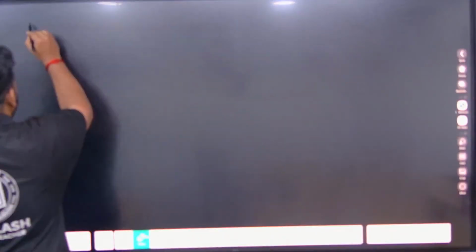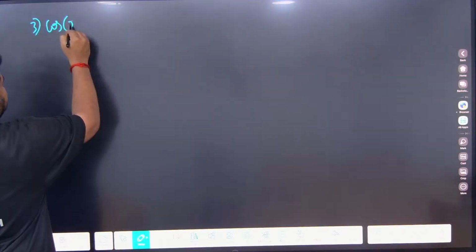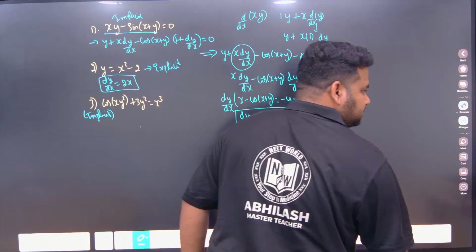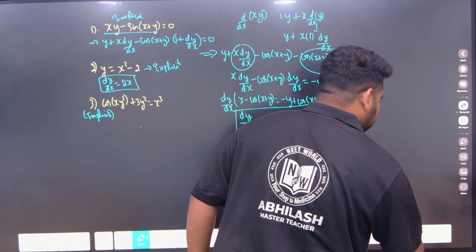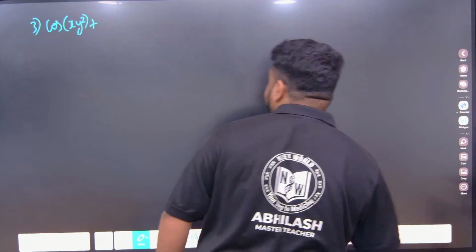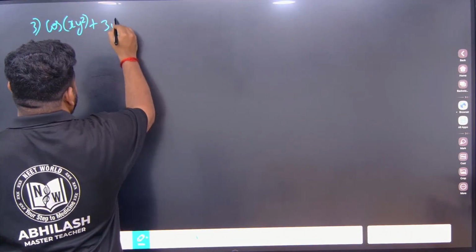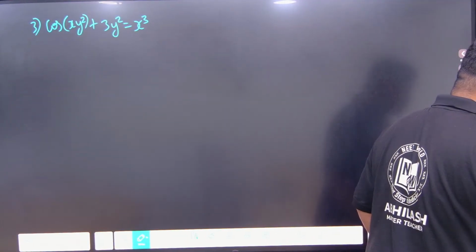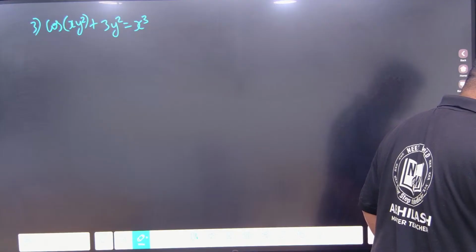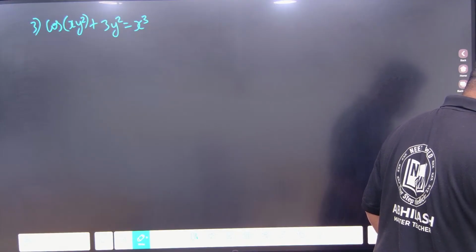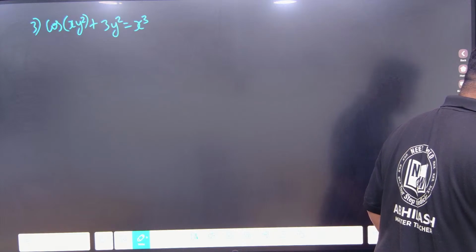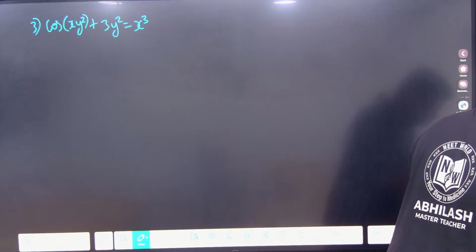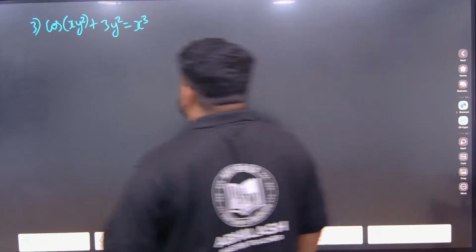So what have they given? Cos of xy square plus 3y square is equal to x cube. This is what is given. I hope it is visible. Let me check. Yes, audible? Plus 3y square. Yes, see. So this is what we are having.